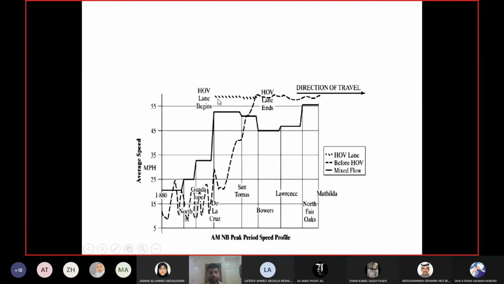So you can see the start and end of the HOV lanes, because the x-axis is in terms of distance. From my 0 point, the HOV lane starts at this much distance and ends at this much distance. This graph is from when the HOV lane was not assigned. Before the HOV lane was assigned, this lane had very low speed. You see here, the speed is very low.